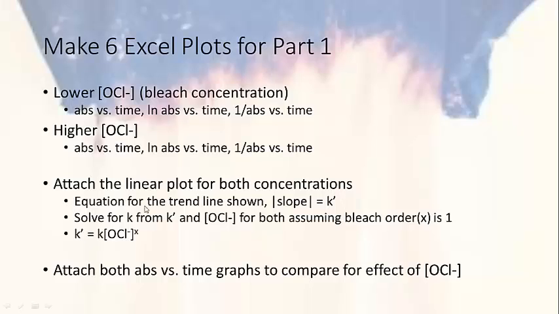Make sure that you have an equation for the trend line for the linear plots, and the absolute value of that slope will be the value of K prime. Here's our equation for K prime. K prime equals K times bleach concentration raised to its order. Assuming that that order is 1, you can solve for K. So the absolute value of our slope is K prime. That number will go here. Solve for K, and our bleach concentration, depending on which trial you ran for that slope, you will enter there and assume that X is 1.